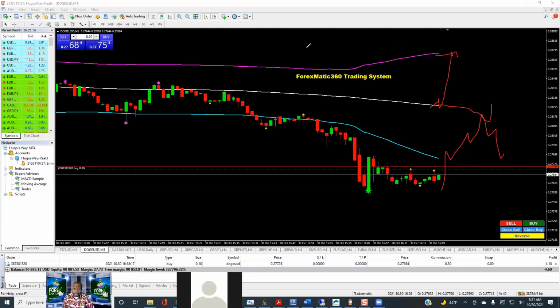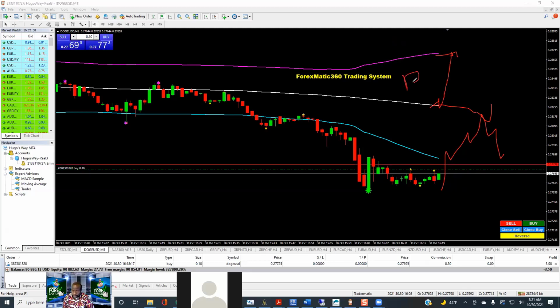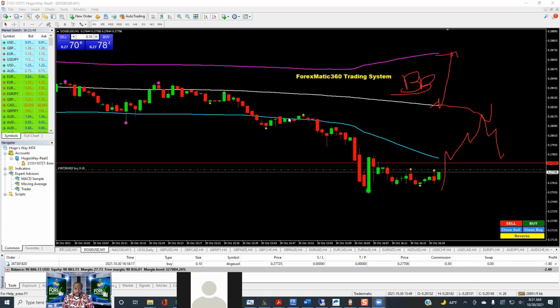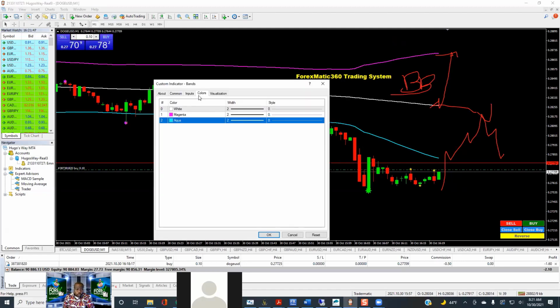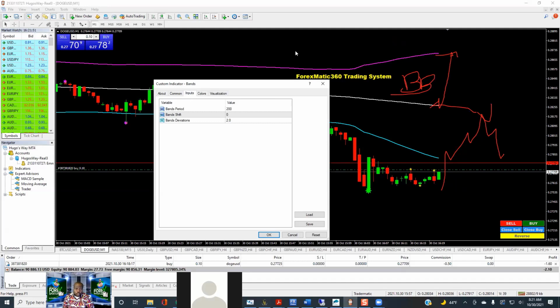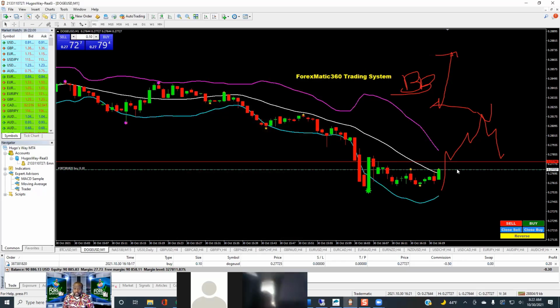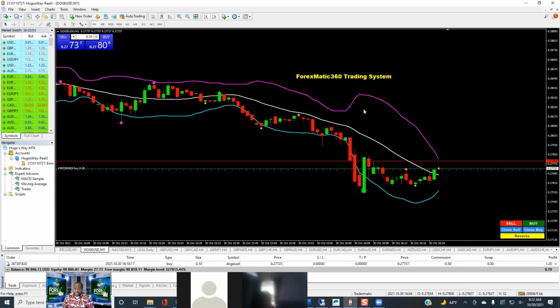This is the customized Bollinger Band, by the way. The regular Bollinger Band uses 20, but this one uses 200. If you go to input, the bands period, you can see I changed this to 200. The original default value is 20. If I change it to 20 now, this is what you will see. This is the default value of Bollinger Band, but I don't like using this.